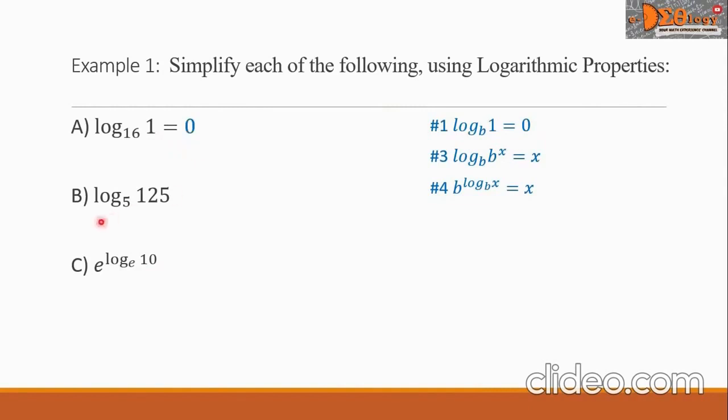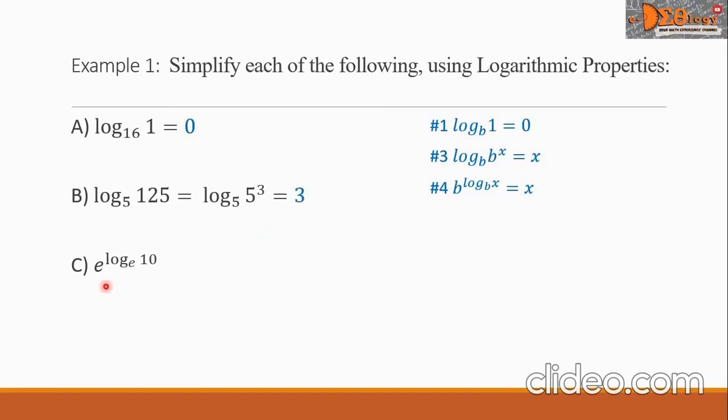I will go to problem B. The log of 125 base 5. I'm going to use property number 3. However, I need to do something to 125. I need to show that this 125 is equal to 5 cubed. So I have now log of 5 cubed to base 5. And as per our property number 3, we can simplify this into that exponent. So the answer here is 3.